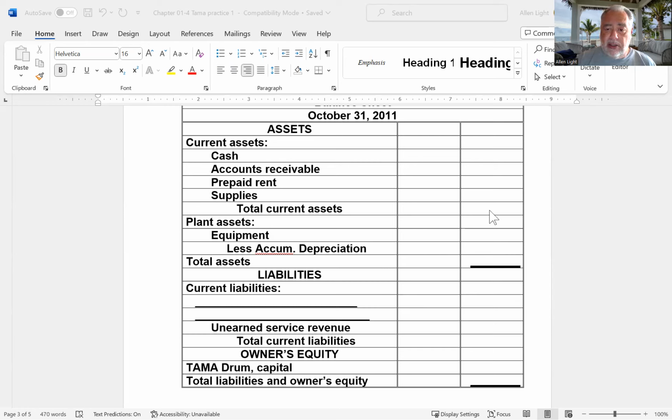Now you're going to add current assets to long-term, or in this case, equipment, and you're going to come up with your total assets. That's the important number. There's our assets. Look at this as the equation, assets equal liabilities plus owner's equity. Here's the first part of it.